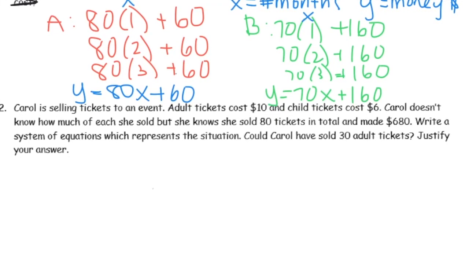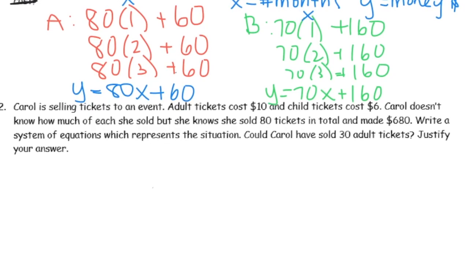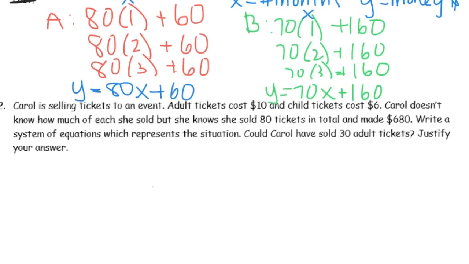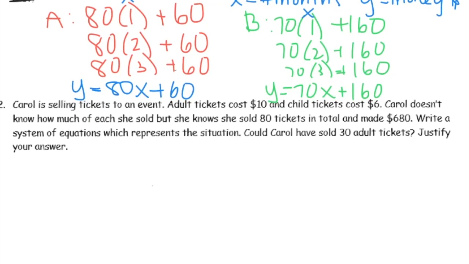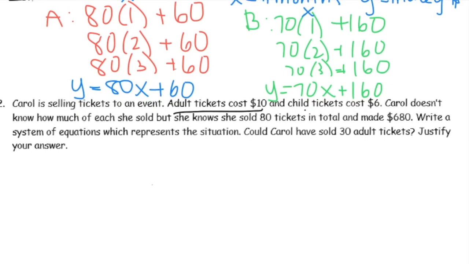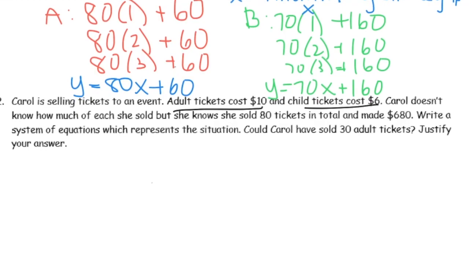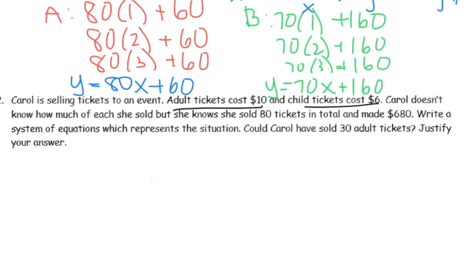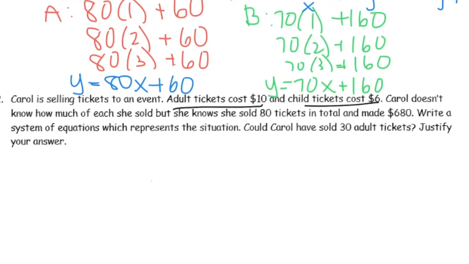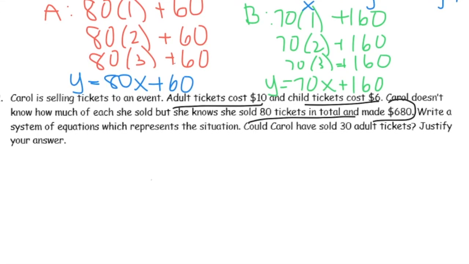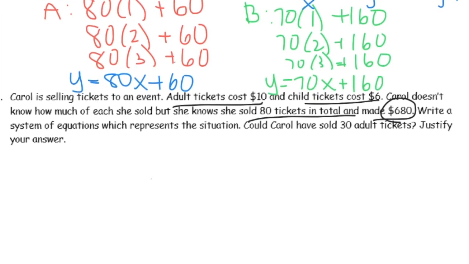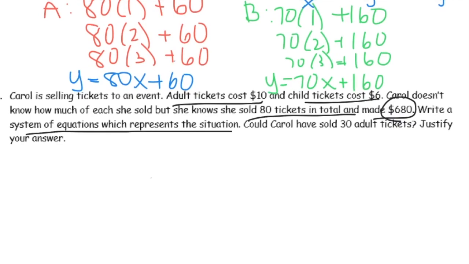All right, for the next one, Carol is selling tickets to an event. Adult tickets cost $10 and child tickets cost $6. That's probably important to know. Also, there's 2 different types of tickets. Carol doesn't know how much of each she sold, but she knows she sold 80 tickets in total and made $680. I don't know where I got 800. Write a system of equations which represents the situation.